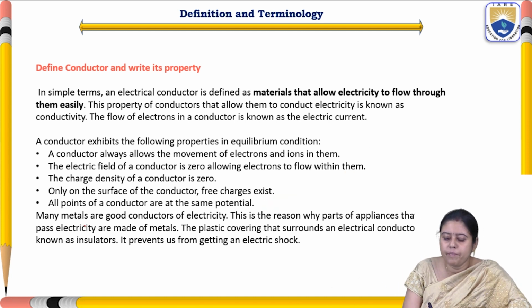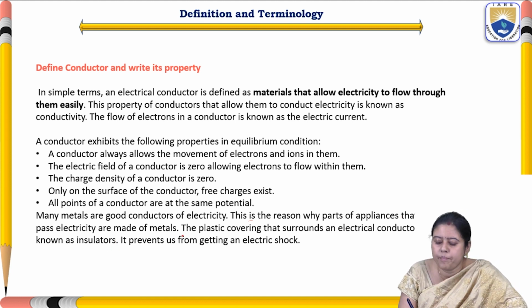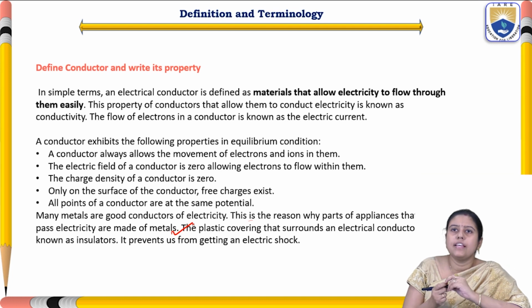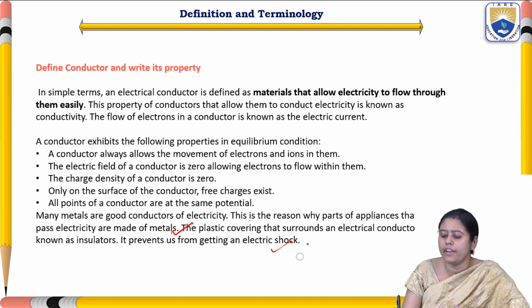So actually many metals are good conductors of electricity, and this is the reason why appliances that need to pass electricity are made of metals. The plastic covering is given to save us from electric shock or electrocution.